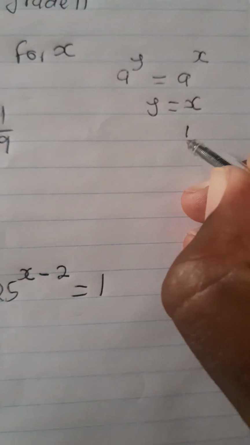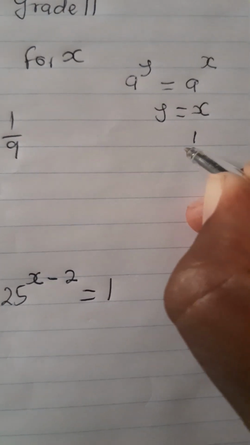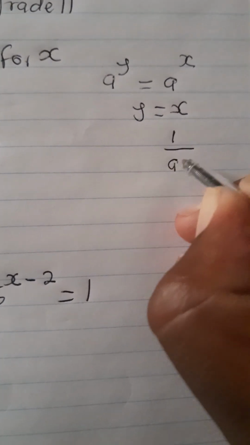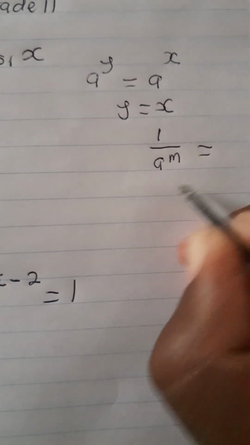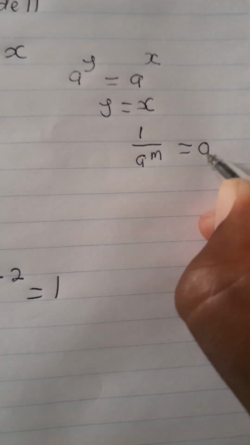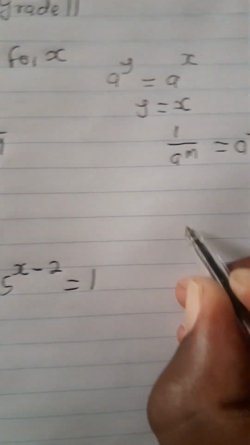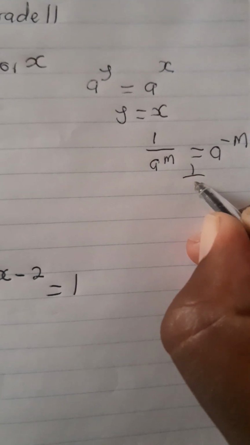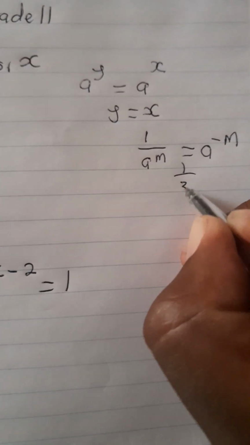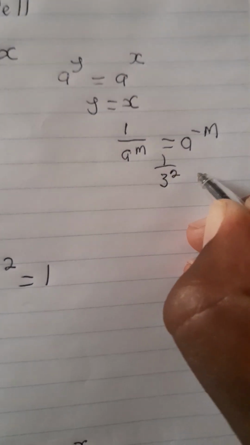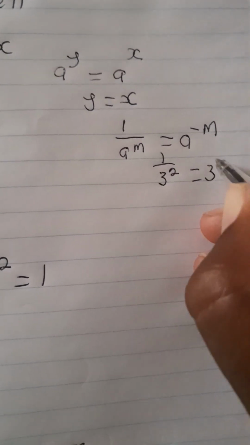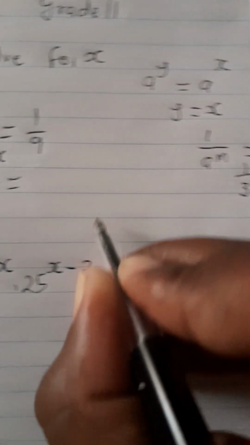Consider this. 1 over 9 reminds us of this law. Let's say I have 1 over a to the power of m. If I want to change this into a negative exponent, it will be a to the power of negative m. A similar approach happens here. We have 1 over 9. We can change 9 to exponential form, which is 3 squared. With a negative exponent, that will be 3 to the power of negative 2.